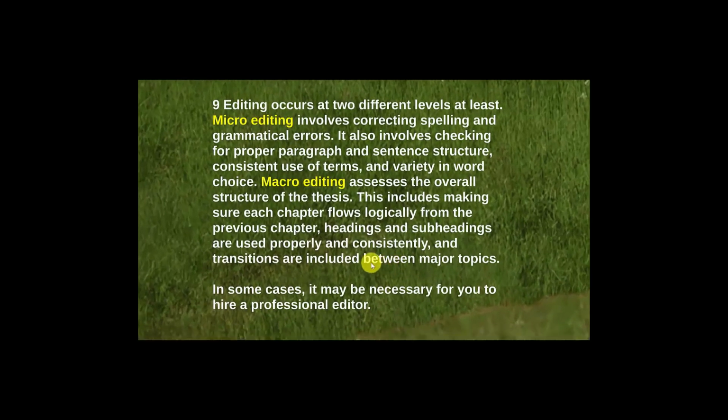Now, there are two levels of editing. Micro editing is where you just check for spelling, paragraph, sentence structure, and all of that. And the macro editing, where you look at the overall structure of the thesis, that is ensuring that each chapter flows logically from the previous chapter, the headings and subheadings are used properly and consistently, and transitions are included between major topics. In some cases, you may need to engage a professional editor.